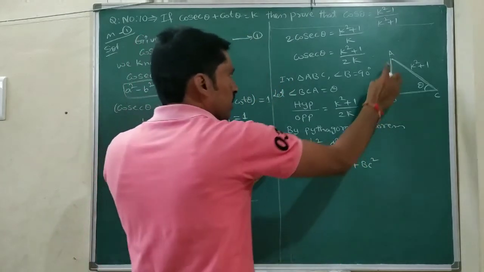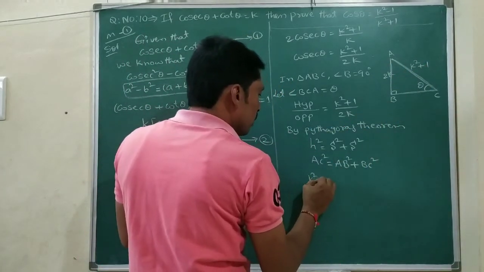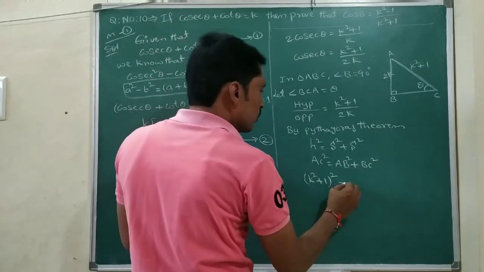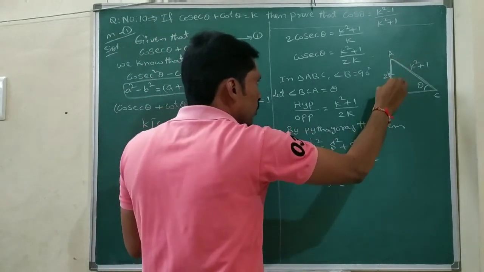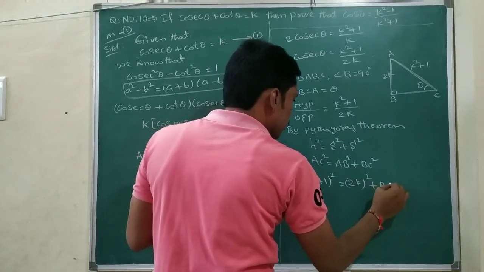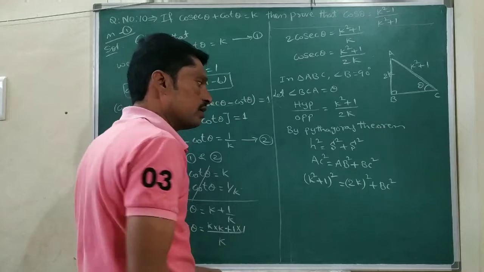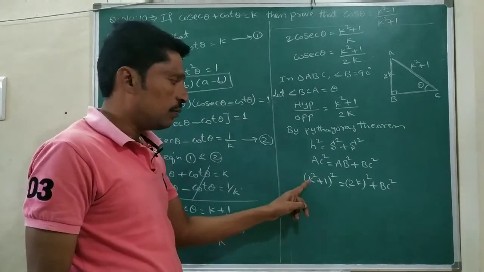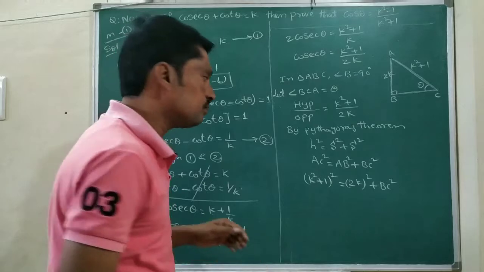So what is AC here? (k square plus 1) whole square is as it is, equal to AB value, which is (2k) whole square, plus BC square. This is the adjacent side we need to find. So it is of the form (a plus b) whole square. Here a means k square, b means 1.